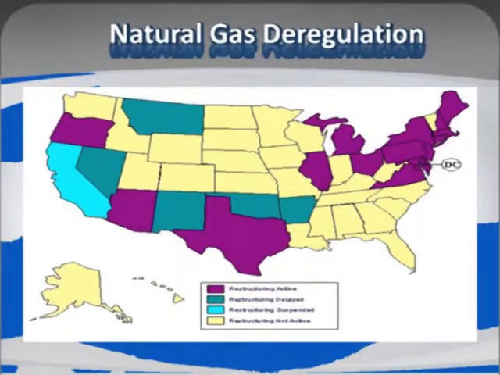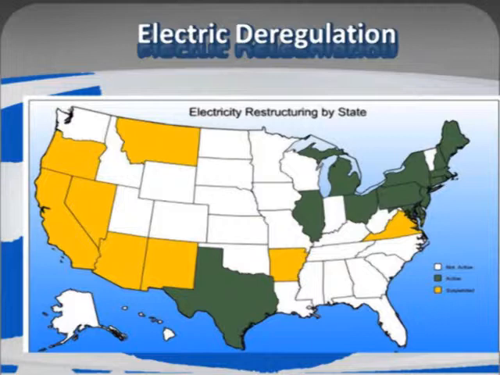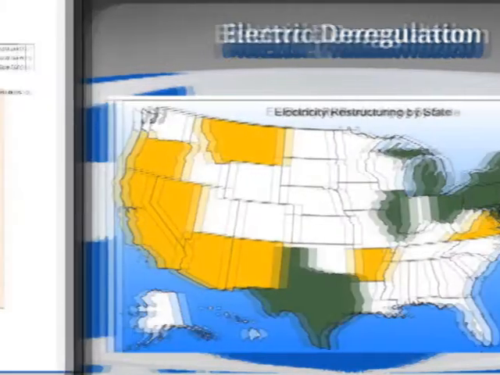We also keep our clients abreast of natural gas and electric deregulated markets. This particular slide shows examples of where the natural gas market is deregulated and opportunities exist for the client to go out and shop their gas in the open market. Likewise, the next slide shows electric deregulation and where the opportunities lie in that particular deregulated market.